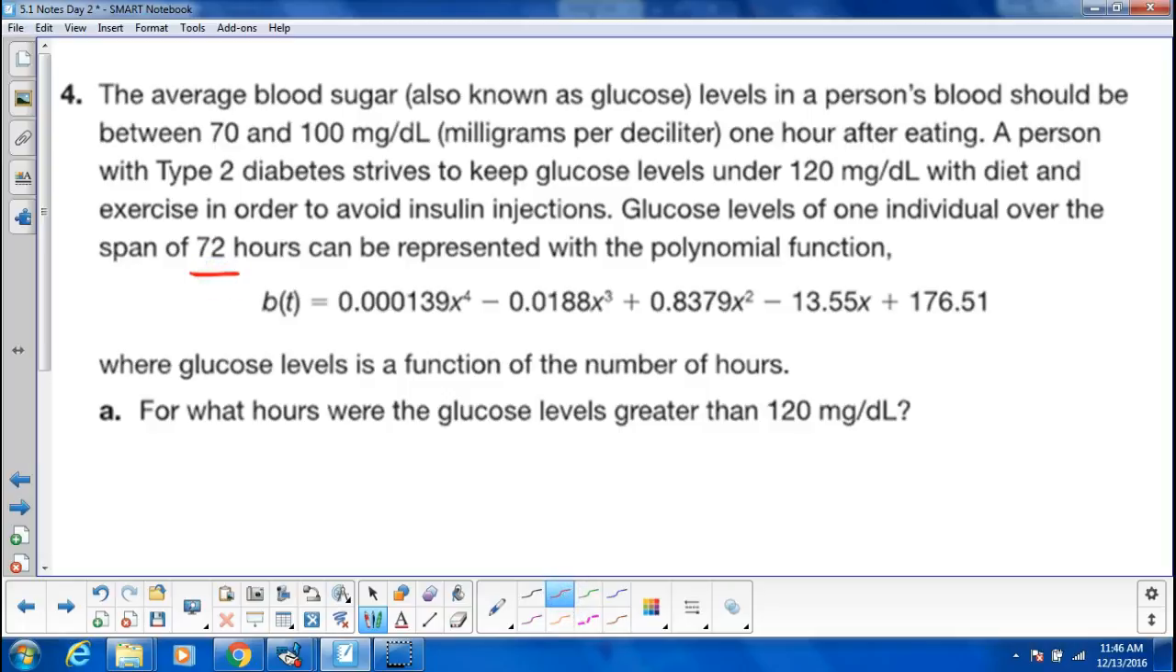Over the span of 72 hours, which means what's the minimum value that we could have here? What would the minimum be for this study? 0. What would the maximum x value be? 72. So no infinities in either way. 0 is my farthest on the left, 72 is my farthest on the right. So here would be then my function.